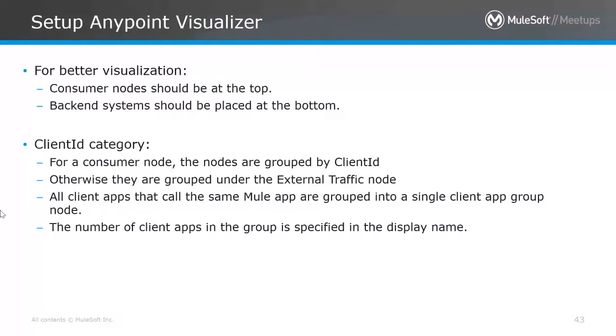Whenever we call one application from another application in our API-led architecture, if we are using the client ID policy, we use the client app to call one app from another app. So wherever we have this client ID enforcement policy, this client ID category will automatically appear there, and based on the client apps, it will start grouping your nodes.